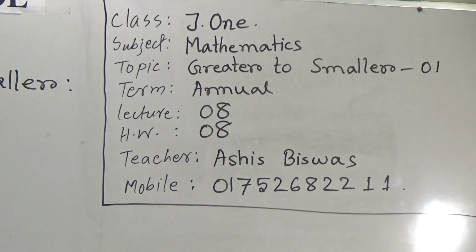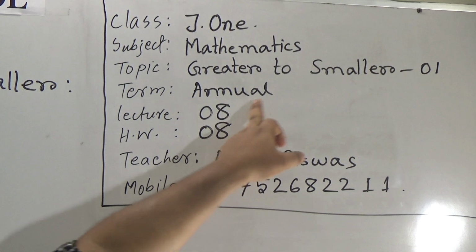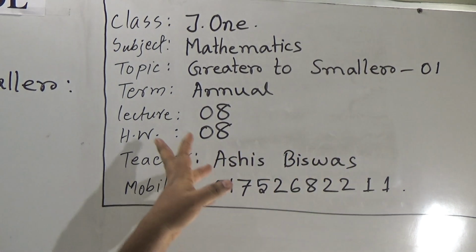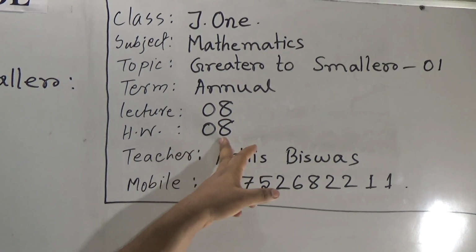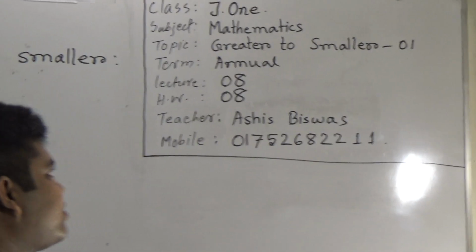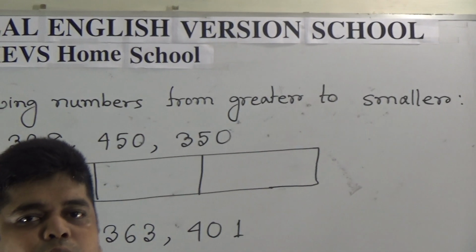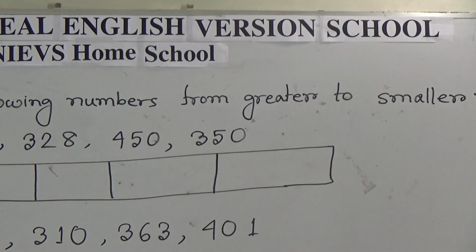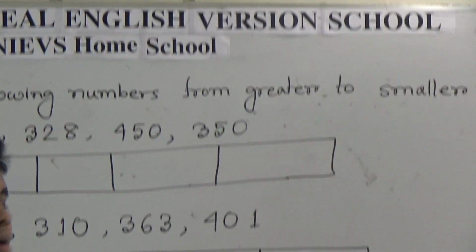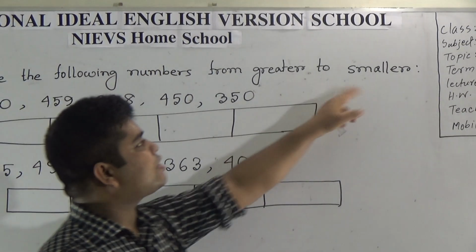My dear students, today is our lecture number 8 of annual term. And today is our SW number 8 also. Before starting our class, we need to know what the greater to smaller form is. We have already learned the smaller to greater form. Now we shall learn greater to smaller form.